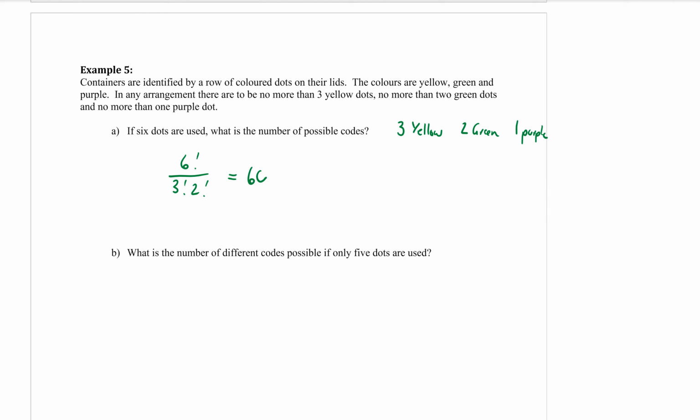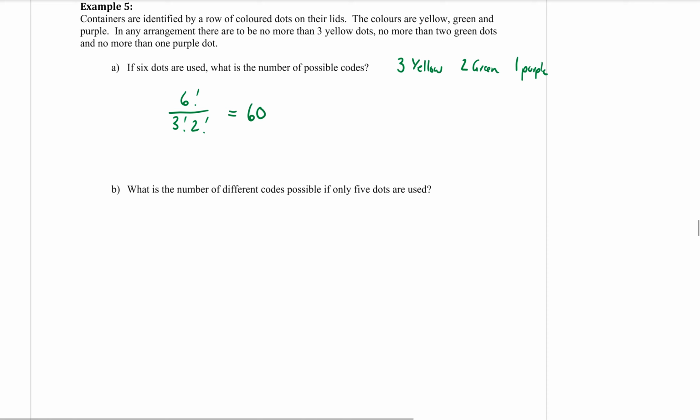60. Okay, now that was the easy one because I had exactly 6 and I had to use exactly 6. But it's always when there's less, okay? I've got choices of things that I can get rid of, like in part B. What are the number of different codes possible if only 5 dots are used? So I could choose one of those colours to leave off. So I could leave out a yellow, I could leave out a green, or I could leave off the purple, and I would have 5 dots, right? So let's do those as a case for each one of those 3 cases.